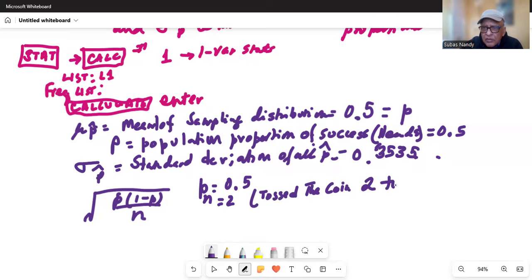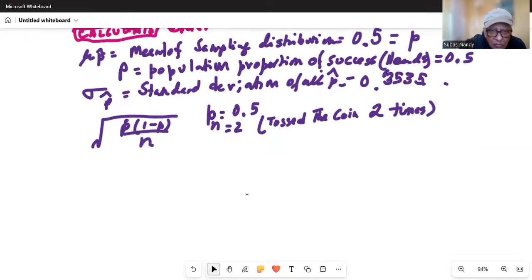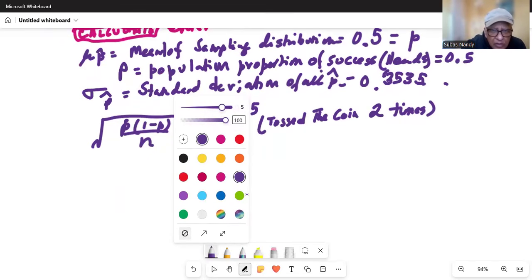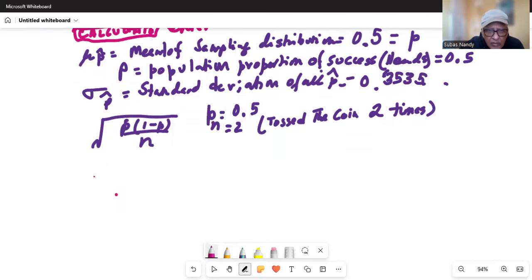Two times. Okay, n is 2. So let's calculate this figure. If I move it a little bit, I may want to change this back to this. So this will be the square root of 0.5 times 1 minus 0.5, divided by n, which is 2.